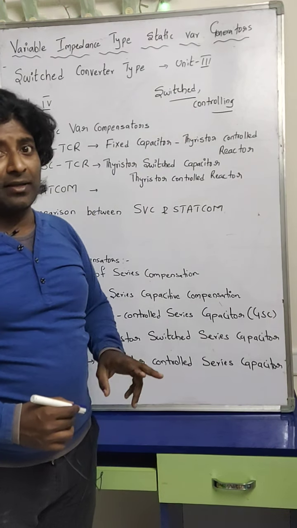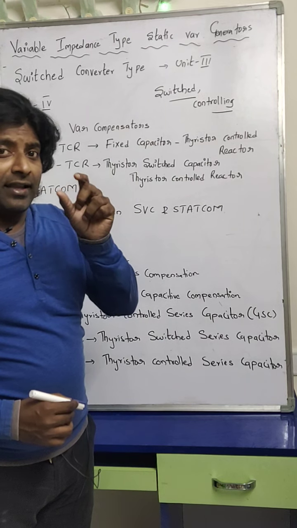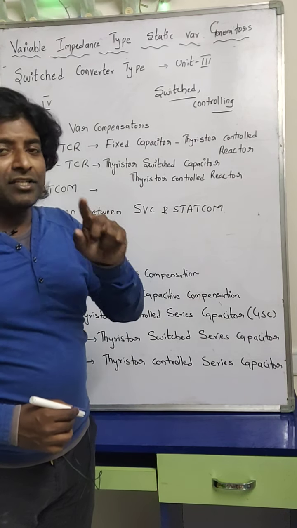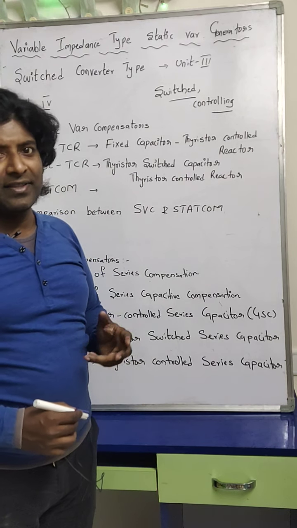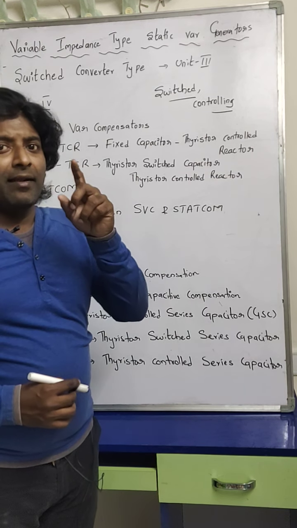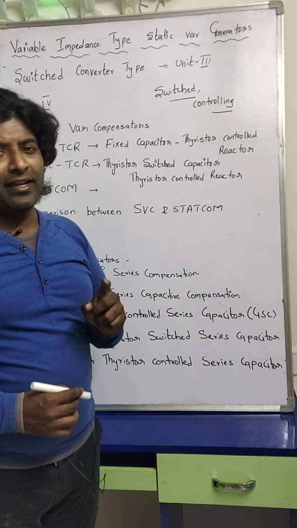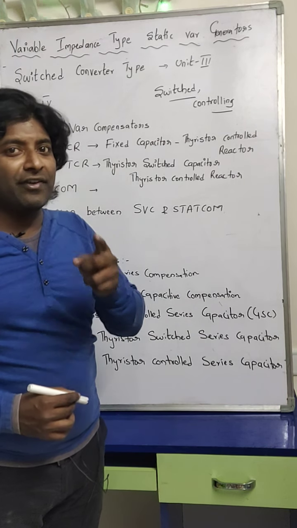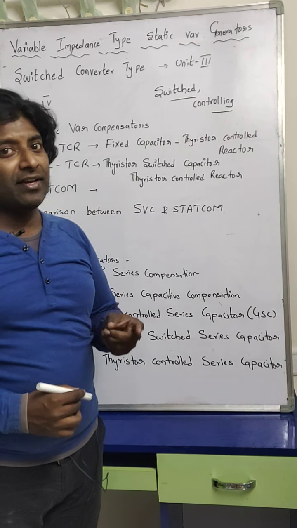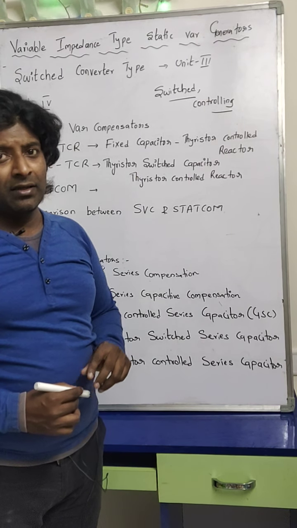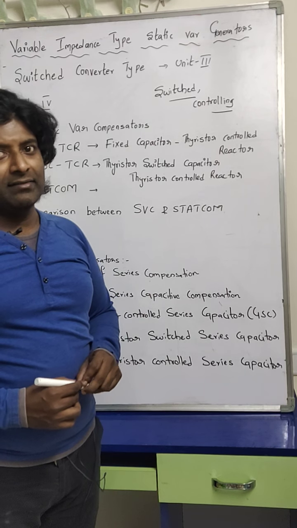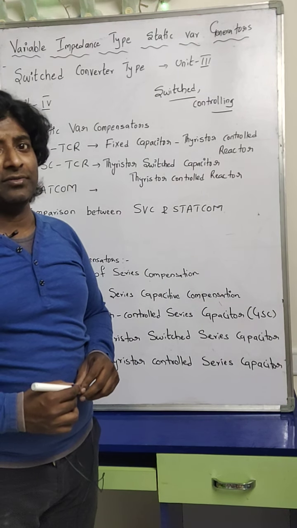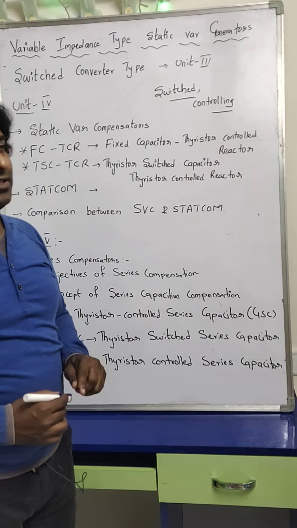Similarly, controlling means an inductor will be considered and a thyristor will be connected in series with that inductor. By varying the firing angle of the thyristor, the reactance value can be varied. If you vary the reactance value, the impedance value will be varied. Thus, reactive power compensation can be achieved. That's the difference. That's the first one.